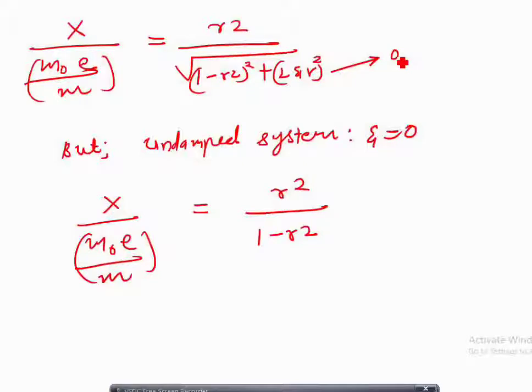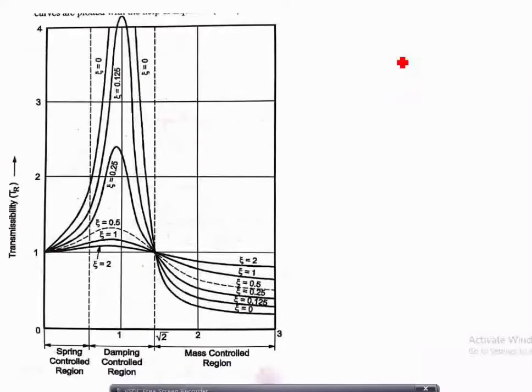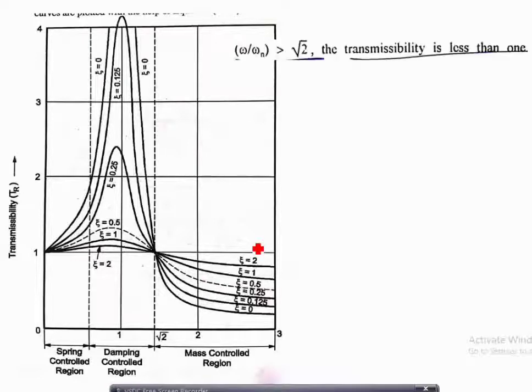Now let's try to understand that. Now this is the graph. First of all, let us understand the graph here. In this graph, at this particular point the value of r is equal to root 2. As the value of r is greater than root 2, you can see that all the curves of transmissibility lie below this line, that is the unity line 1.